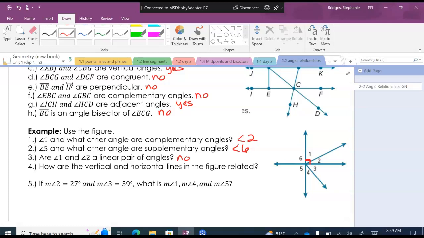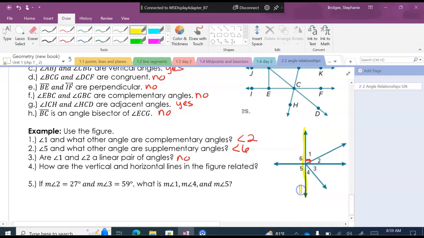Okay, how are the vertical and horizontal lines related? Let me highlight those. Vertical means which way? Up and down. Horizontal means side to side. So we're talking about those two highlighted lines right here. The vertical line and the horizontal line. How are they related? What can you tell based off of the marking in the picture? I heard somebody say that.